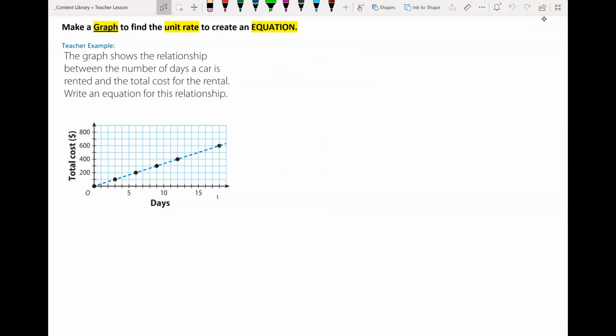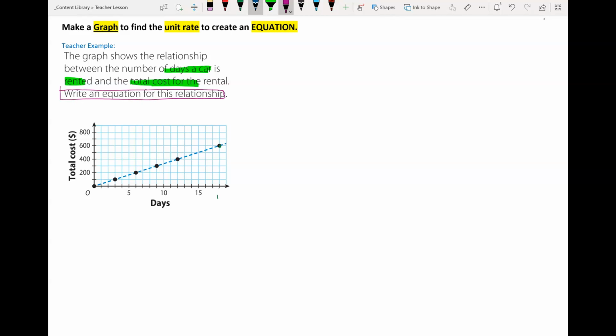Now, there will be times where you do not have a table, and you will have to create a table using a graph that's given to you. Now let's take a look at the graph that's given to us. And this graph is talking about the number of days a car is rented to the total cost of the rental. And we want to, of course, write an equation for this relationship.